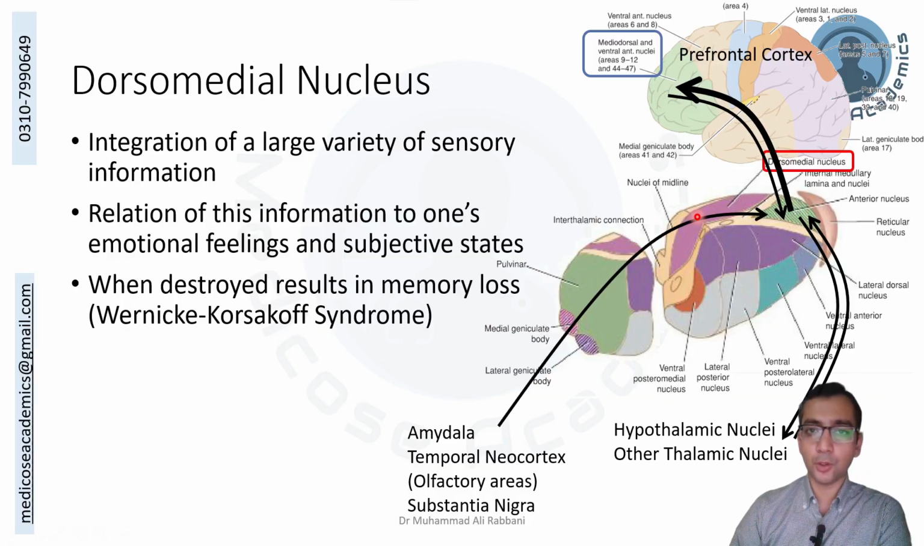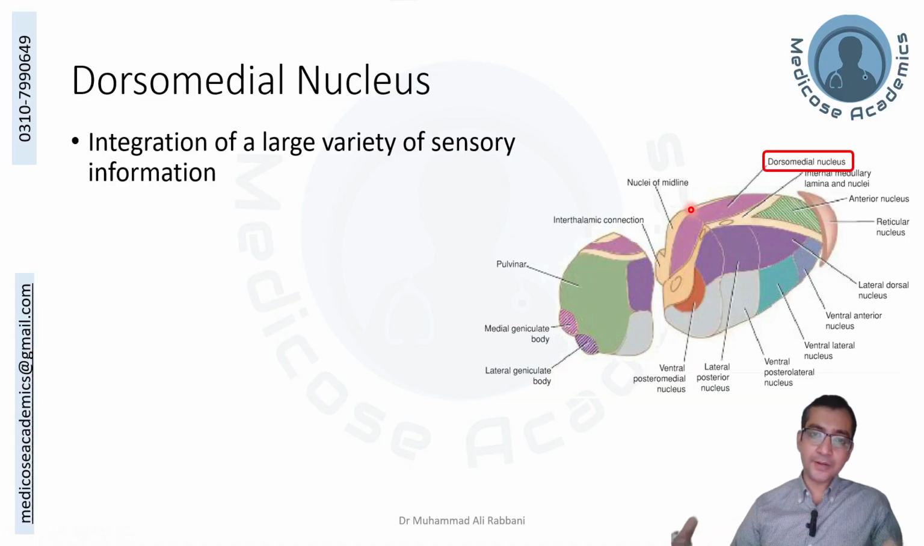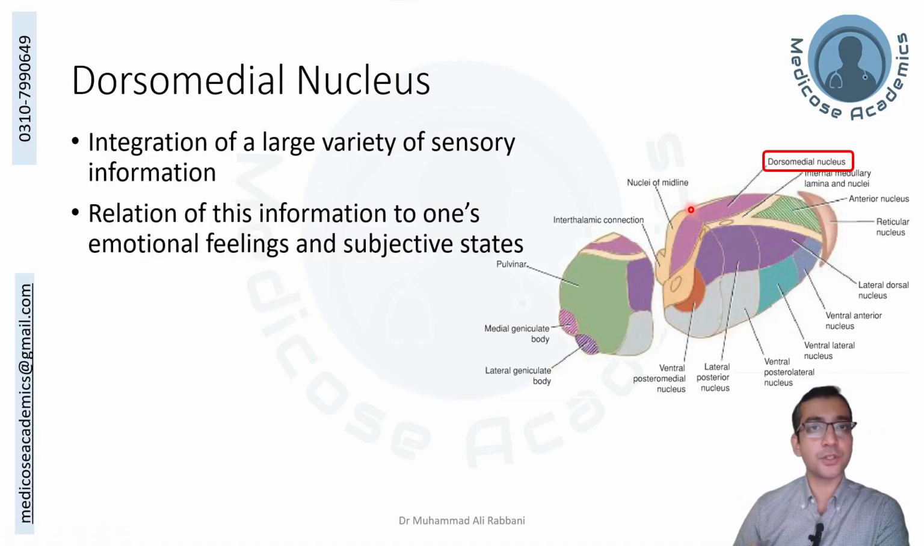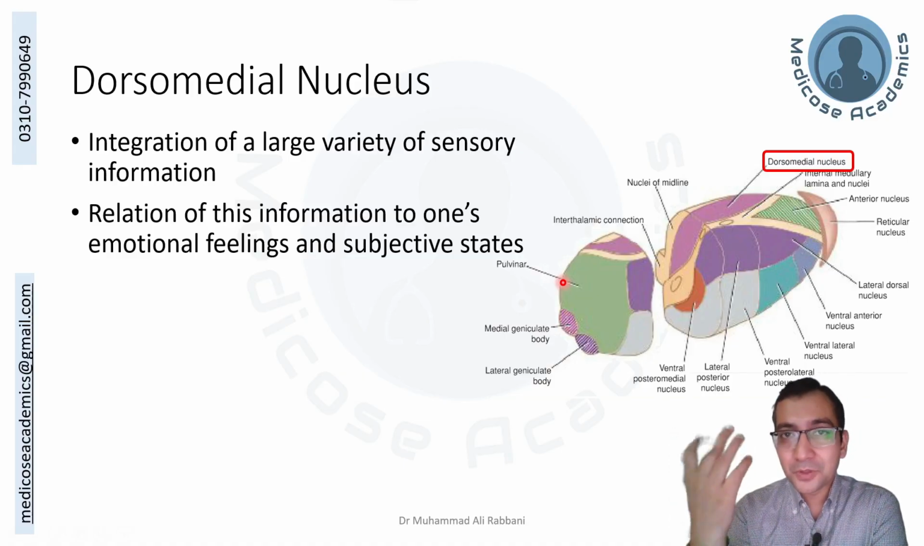The medial aspect is the dorsomedial nucleus. It is the part on the medial side of the internal medullary lamina, and it is a site for integration of a large amount of sensory information, relating this information to one's emotional feelings and states. All these sensory inputs generate the subjective emotional state here. The information integration is majorly through olfactory, visceral, and somatic inputs, and it also involves the physical manifestations of emotions, like your heart rate rising.